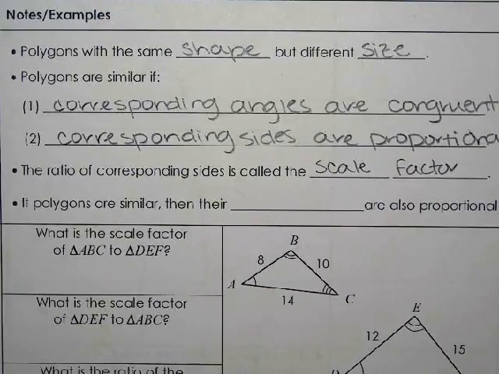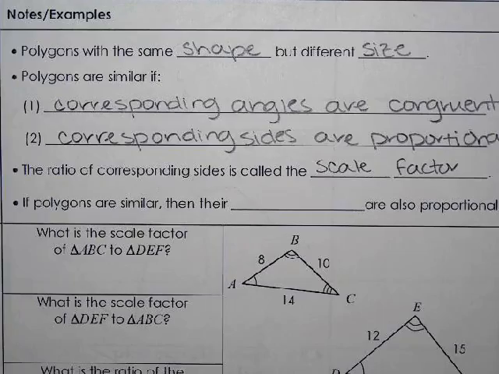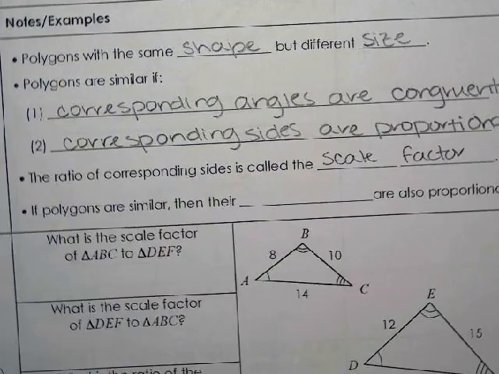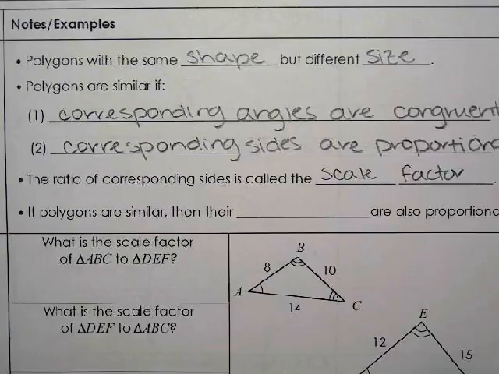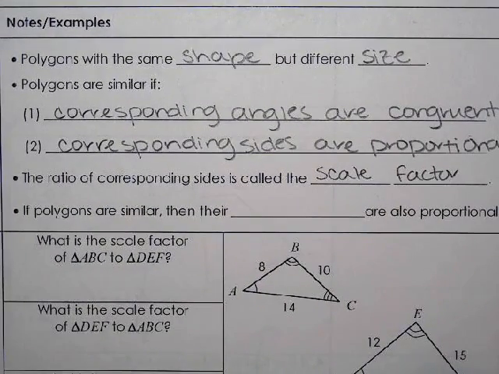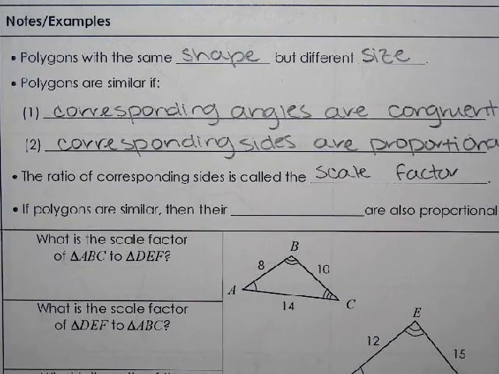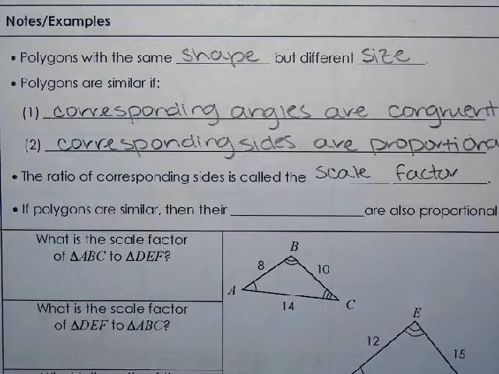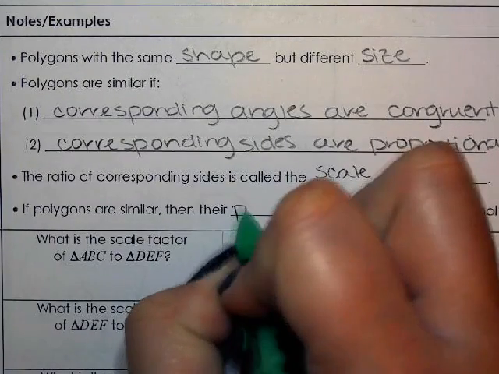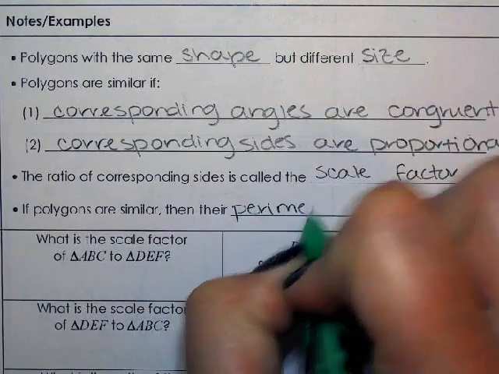So this is just like dilations, but we're not talking about coordinates anymore. We're not talking about transformations. We're talking about polygons and similar figures, but it's the same idea. Truly the same idea as dilations were. So that means the angles stay the same, the side lengths change, but they are proportional to each other. That's what makes a similar figure. All right. If polygons are similar, then their perimeters are also proportional.